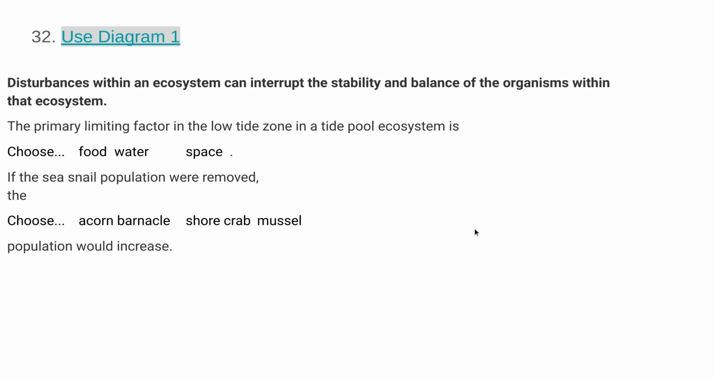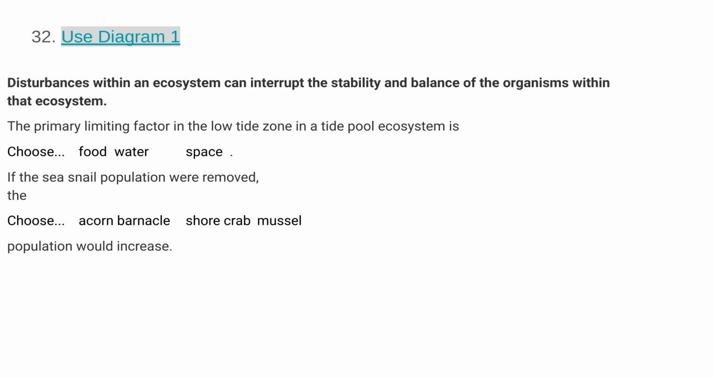Food, water, or space? Now, this is one of the questions that I think is the one I looked up where what the VDOE said was the answer I didn't agree with. So to me, the low tide zone, based upon the information that they gave to us, it didn't say anything about food. It didn't say anything about space, but it did mention the water. So I would go with water.